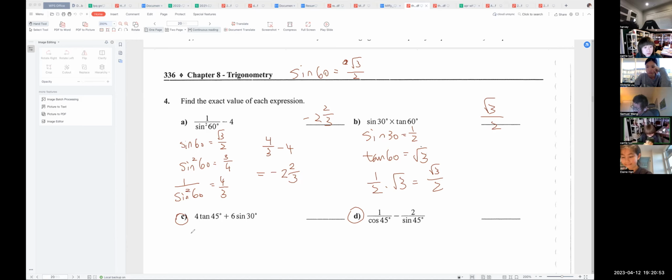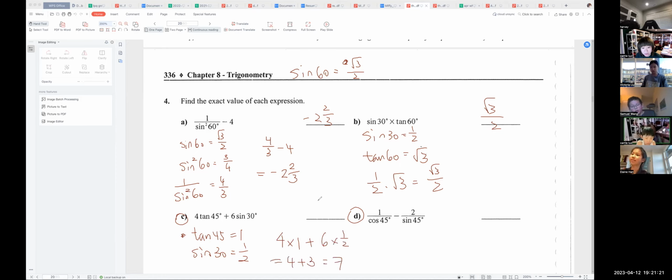Okay, so let's take a look at this one. When we do this, we need to find out tangent 45 equals what? Victoria, 1. Very good. Sine 30 equals what? Samuel, 1/2. 1 over 2. Trust yourself. So 4 times 1 plus 6 times 1 over 2 equals 4 plus 3 equals 7. So the answer is 7.